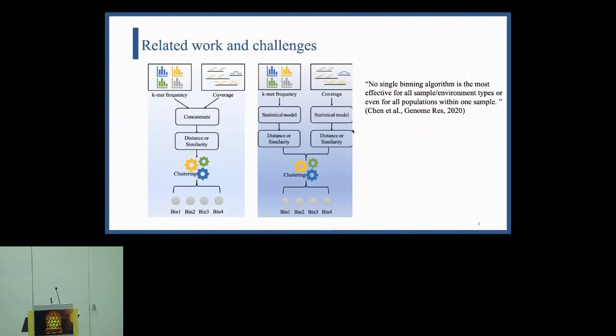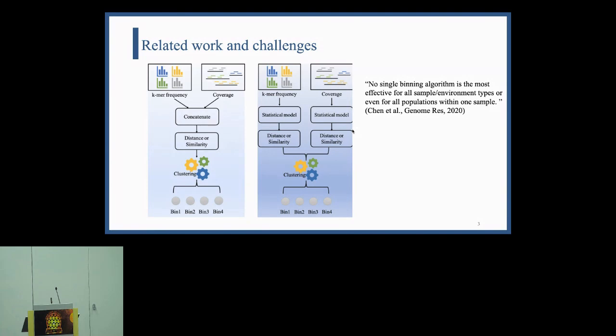The commonly used binning method combines k-mer frequency and coverage information. The most representative individual binning methods are Concoct and MetaBAT. These methods take two kinds of information as input, obtain two kinds of distance or similarity through statistical methods, then perform clustering to get a binning result, or concatenate two features for clustering. However, it's difficult for an individual binning tool to achieve ideal performance on different types of data. The binning performance can be influenced by various factors, including dataset size, such as the number of sequence samples, and the number of contigs.